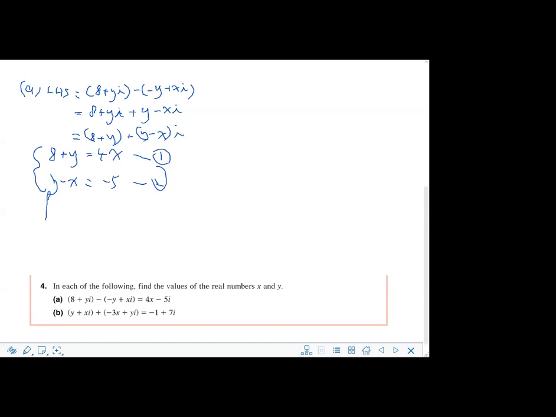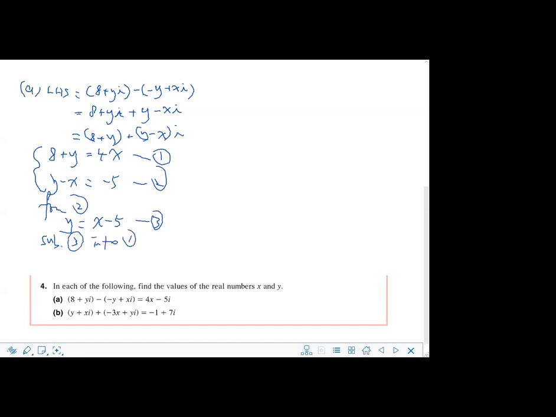And then I need to change one of them to be the subject. Okay? So from equation 2, I keep the y and then move the x to the right hand side. It becomes x minus 5. And call this equation 3. And then we will substitute equation 3 into equation 1.